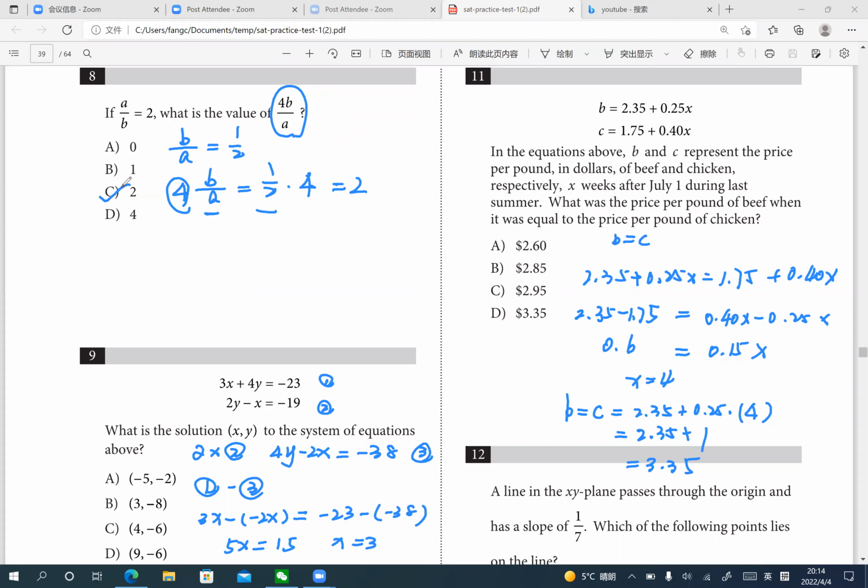Next question. 3x plus 4y equals negative 23. We call the first equation 1, and 2y minus x equals negative 19. We call the second equation 2. What is the solution x and y to the system of equations above? We can solve for the value of x and y by the addition method. So we multiply each side of equation 2 by 2. Then we get 4y minus 2x equals negative 38.